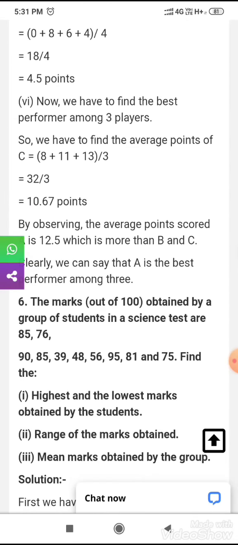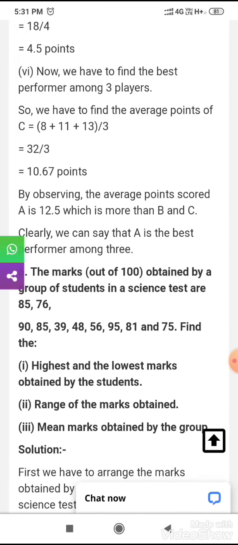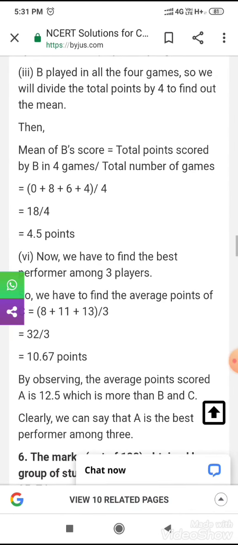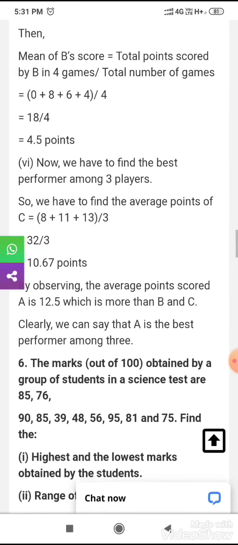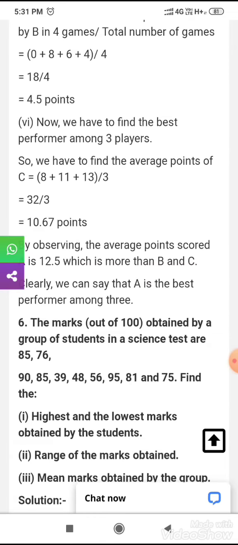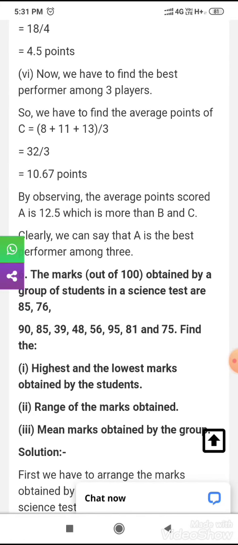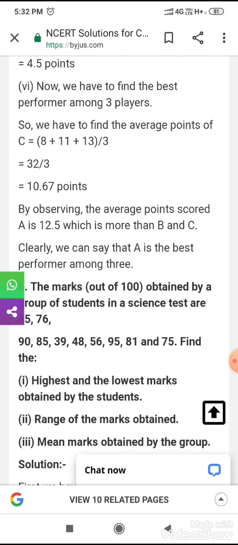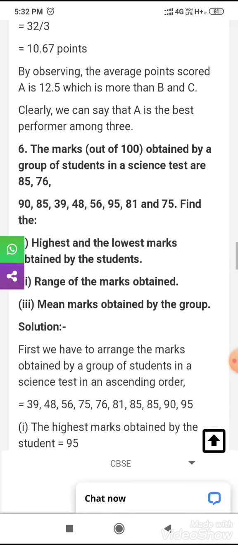In the fourth part, we have to find out which one is the best performer among the 3 players. So for this, we have to find out the average points for each player. We already calculated the average points for player A and player B. Now we are going to calculate the average points of player C. So the average points of player C is 8 plus 11 plus 13 divided by 3, and it is 10.67 points. By observing, the average points scored by A is 12.5, which is more than B and C, so A is the best performer.